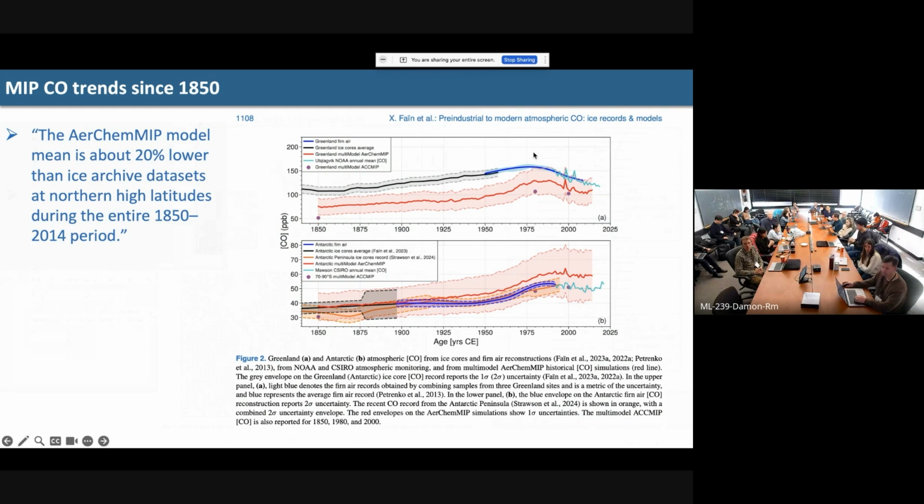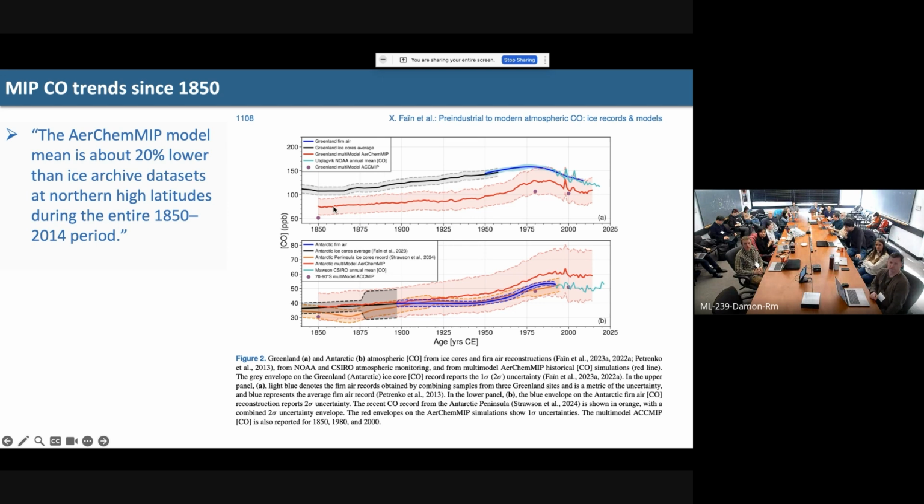Last but not least, there have been some new records of CO observations in ice cores in Greenland and Antarctica that you can see here. The black line is the CO observations in the Northern Hemisphere, so Greenland, that are then extrapolated to the most recent period, and the observations from NOAA here.